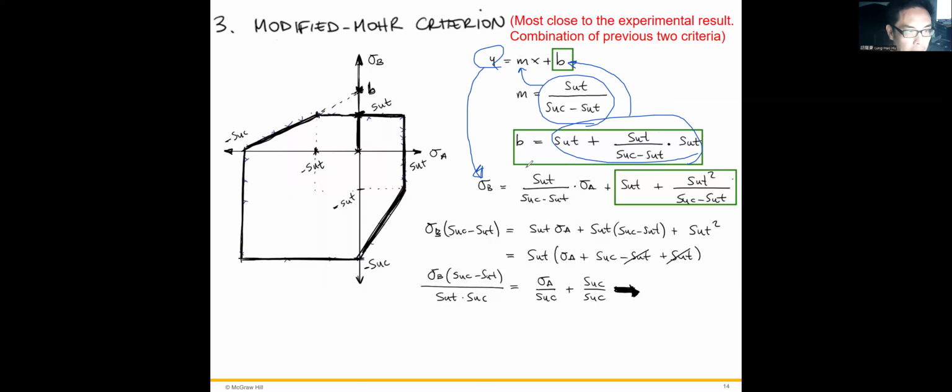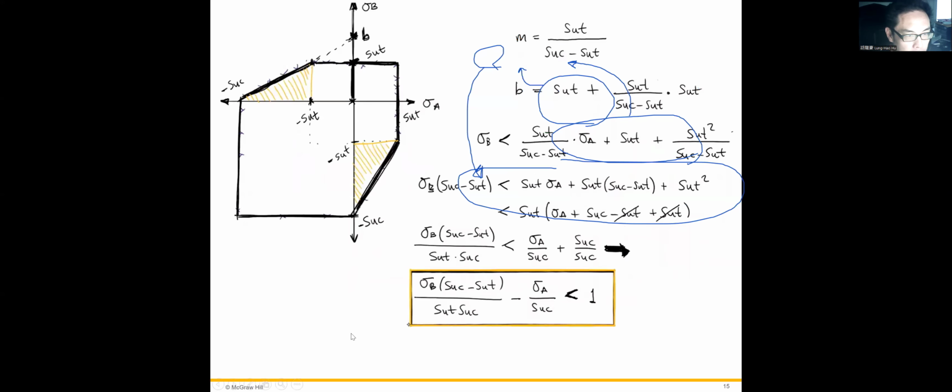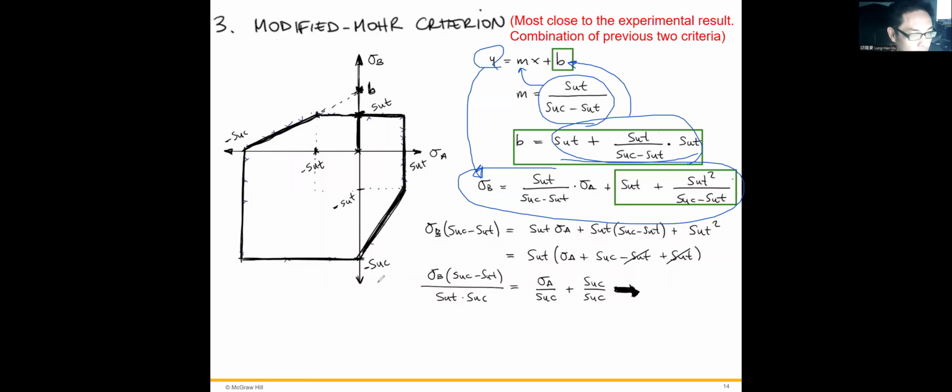So we get the equation of the modified Coulomb-Mohr equation, and we just make a rearrangement of it. Finally, we get this relation. And for the linear function in the first quadrant, you can just derive it by yourself. It's almost the same process.